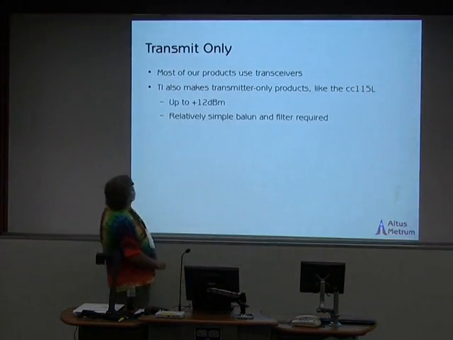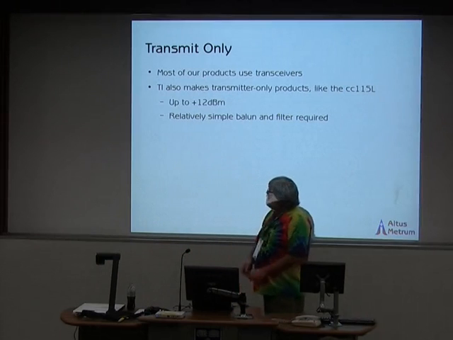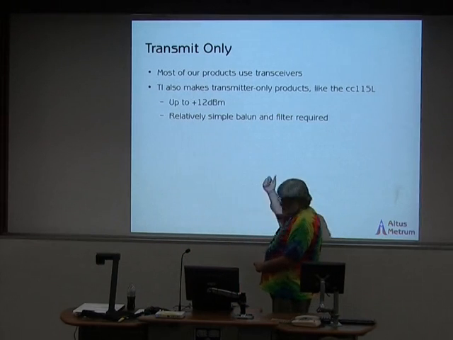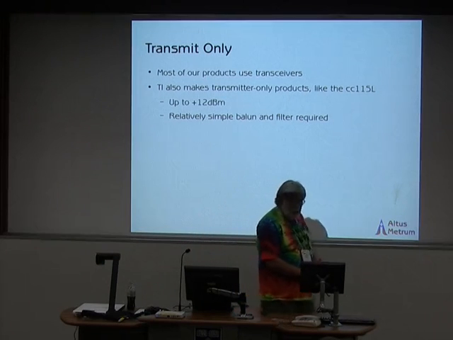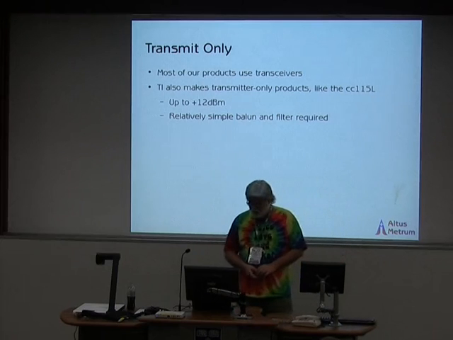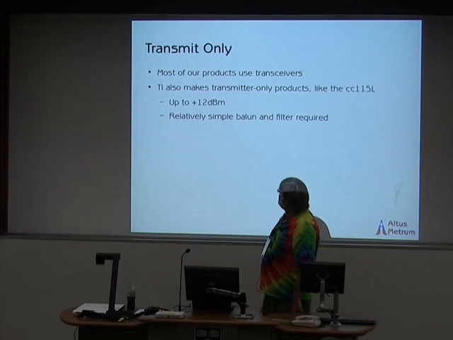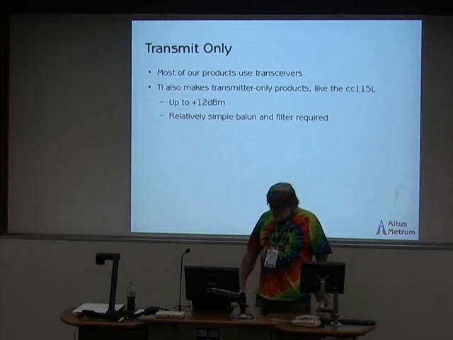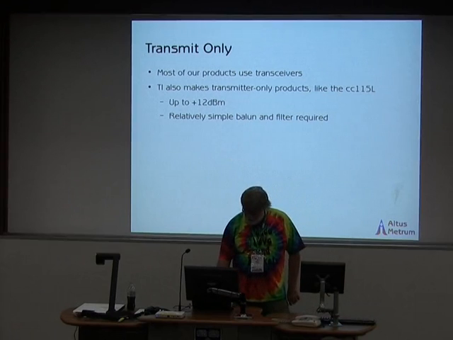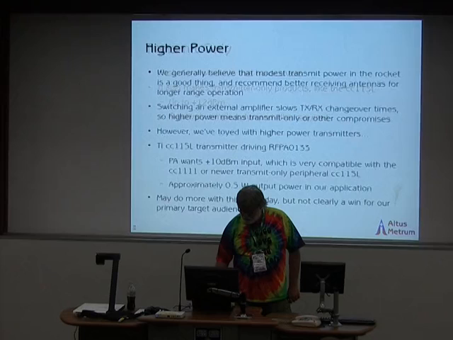And then finally, most of our products use transceivers, but we've thought sometimes about things where it would make sense to do transmit-only products, and TI makes some parts there. There's one we really like called the CC115L. The L is their new low-cost value line of products. This one has a relatively simple balun and filter requirement. We're actually going to use this on an upcoming product. This one makes up to plus 12 dBm, so it's a little bit more than the CC1111, but not in the same range as the 1120. And these are really cheap parts. The 115L is less than $2 a piece at quantity 100. It's sort of impressive what this stuff's doing.